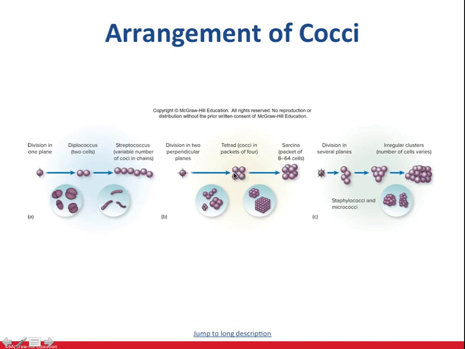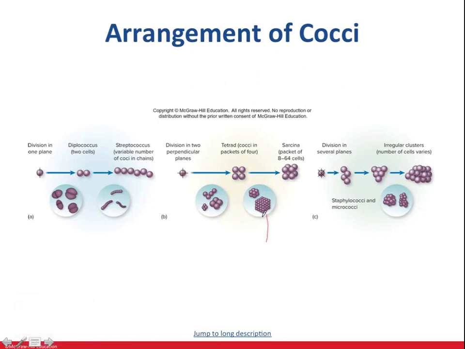Excuse me, if they divide in two planes, the tetrad is still one plane. If they divide in three planes, they can form Sarcina. Sarcina is a 3D structure. It is formed with 8 to 64 cells. So this is a 3D structure.